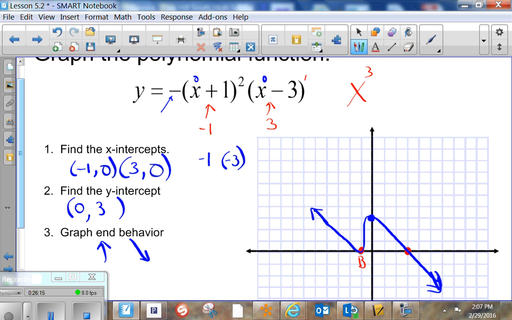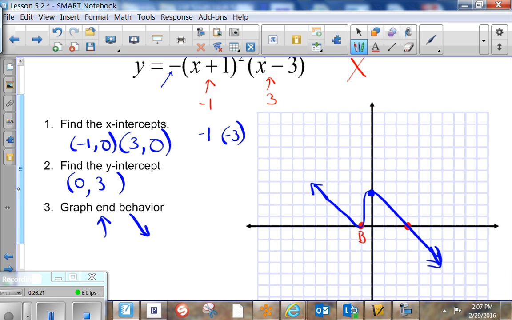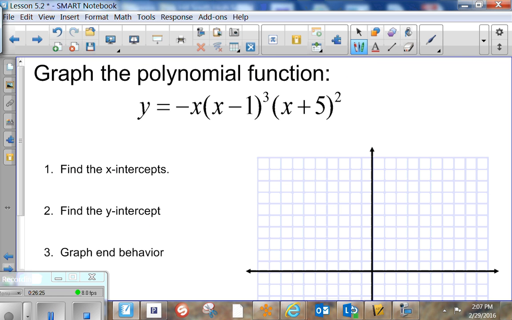B for bounce. I should put B there, remind me to bounce there. So when you're writing, good? Okay. All right. Ooh, look at this one. Negative x, parentheses x minus 1 parentheses cubed, x plus 5 squared. Whoa. Let's do some analysis first.